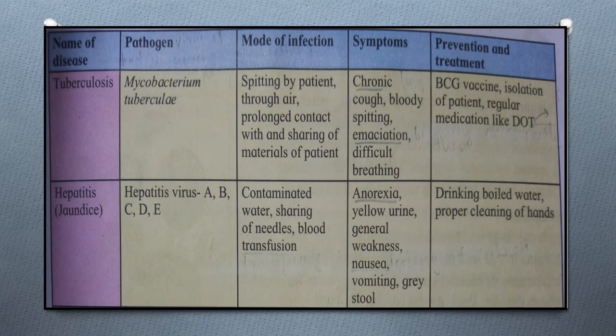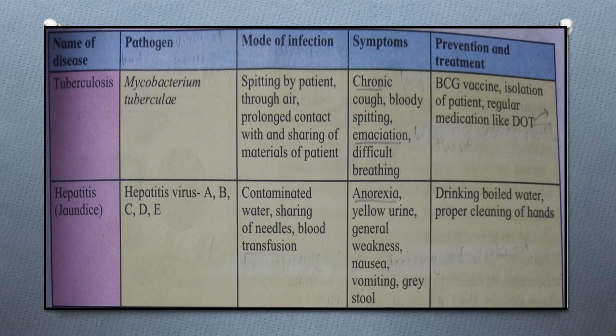Now in your textbook one chart is given of some infectious diseases. So let's see some infectious diseases. First disease is tuberculosis. Pathogen. So the pathogen for tuberculosis is, now what is a pathogen? It is a germ causing the disease. The pathogen for tuberculosis is Mycobacterium tuberculosis. Now the mode of infection for this disease is spitting by the patient through air, prolonged contact with and sharing of materials of patients.